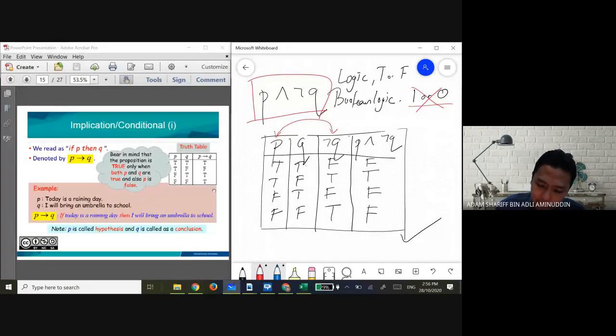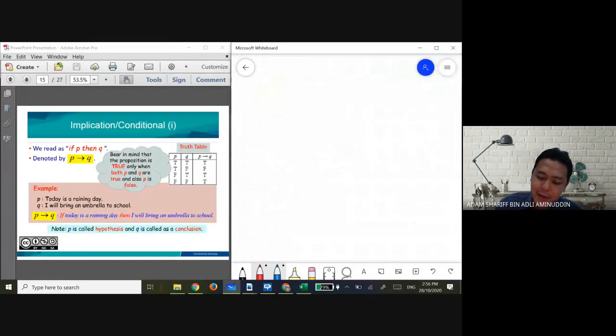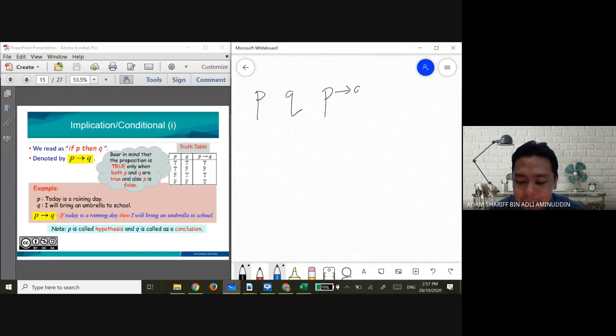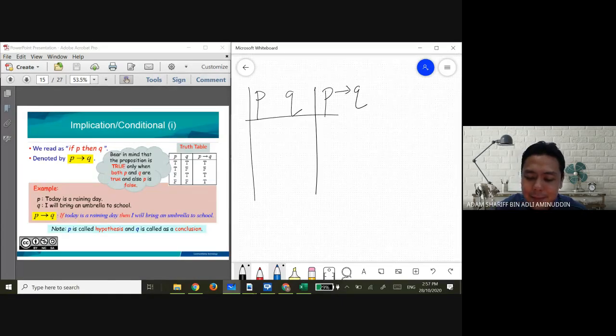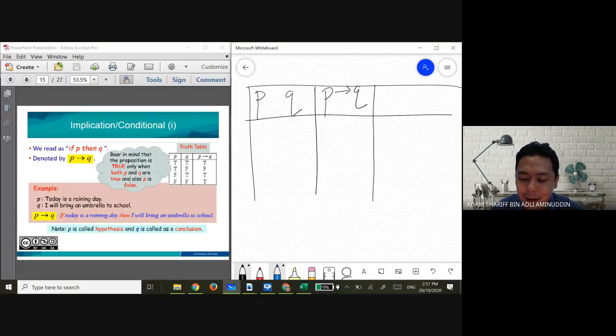Now I want to proceed to this property, conditional. P implies Q. If P, then Q. This one I need to emphasize because this is the common mistake that most students forget. For P and Q, P implies Q. Nampak innocent je, tak susah. Students selalu silap because this is direction sensitive. The arrow represents to the right.